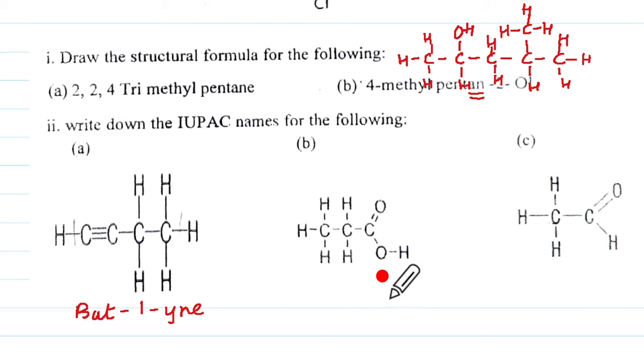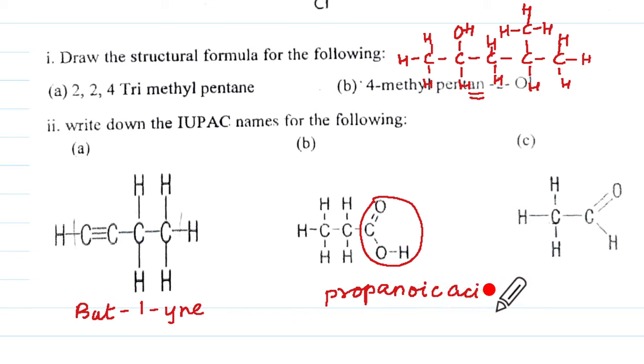Let us look at this. 1, 2, 3, so it is prop. Single bonds here, so it is ane. And this is COOH, the functional group, so it becomes propanoic acid. Let us look at this last one. Look at the functional group first, then count the carbons. How many carbons? 2, so it is eth. Single bond means ane. And aldehyde group, so it becomes Al.